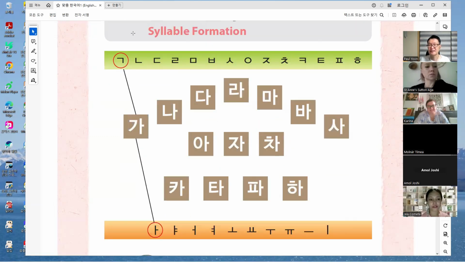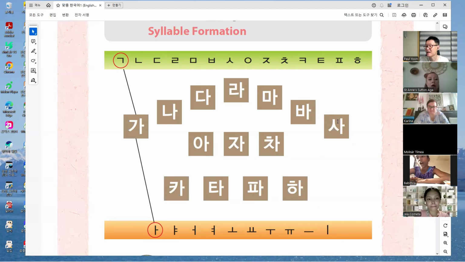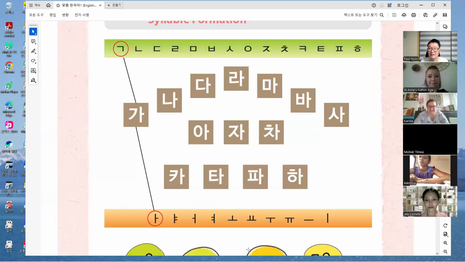Okay, so like this. These are consonants, and then the bottom is a vowel. So consonant G and vowel A make G and A, Ga. Na, Da, La, Ma, Ba, Sa. Like this. Okay? So that's why I said it's like a puzzle game. How to combine like this. So yeah, very easy and interesting.